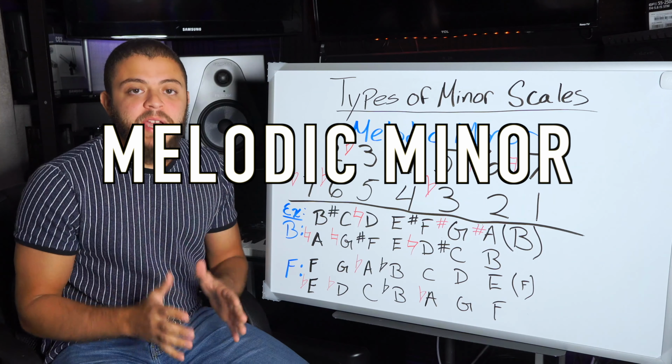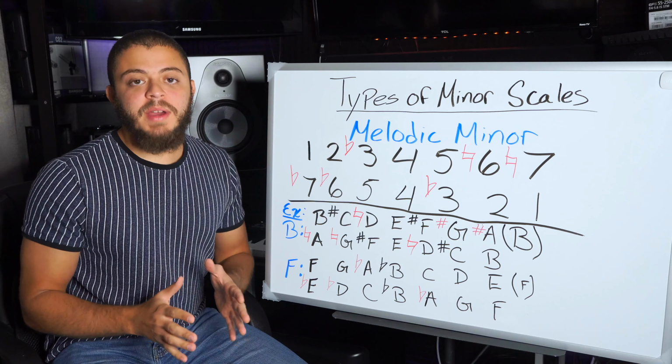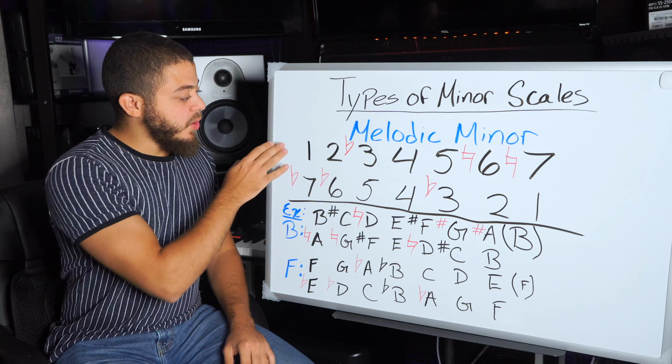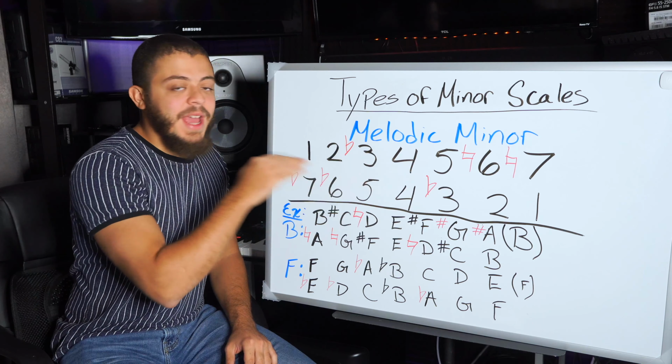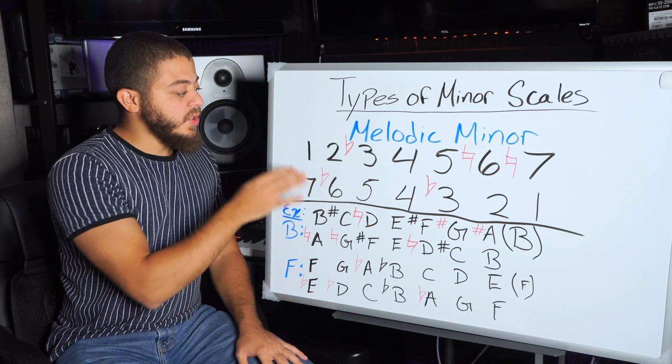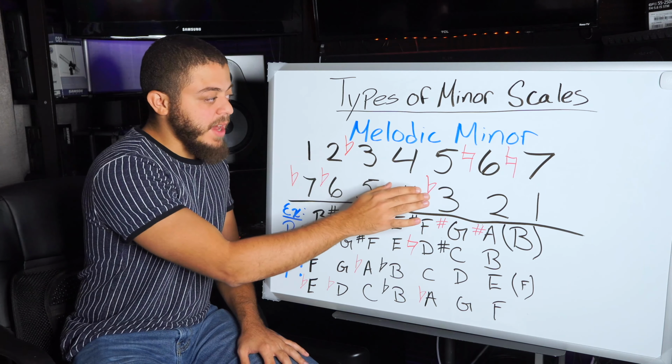So the last type of minor scale that we're going to talk about is the melodic minor scale. So I'm going to break this down because there are 2 sides to this. We have an ascending pattern and we have a descending pattern, which change as the scale goes on. So we're going to look at the ascending pattern first.